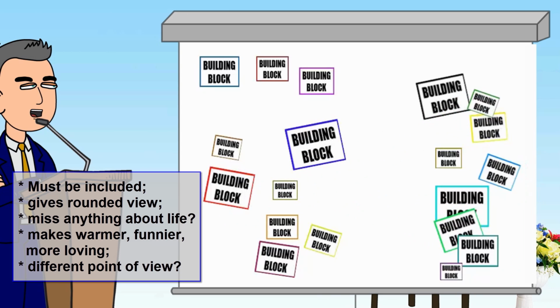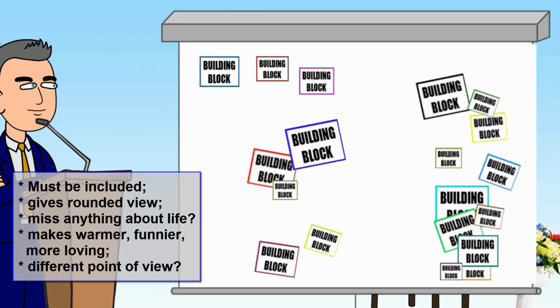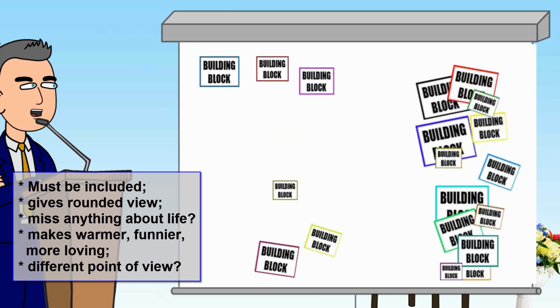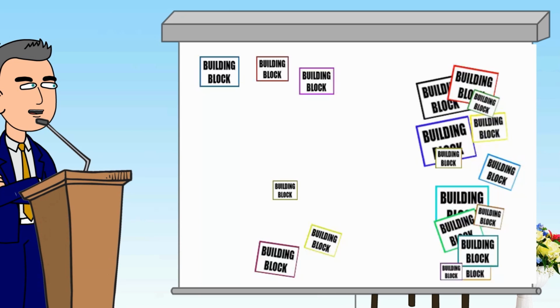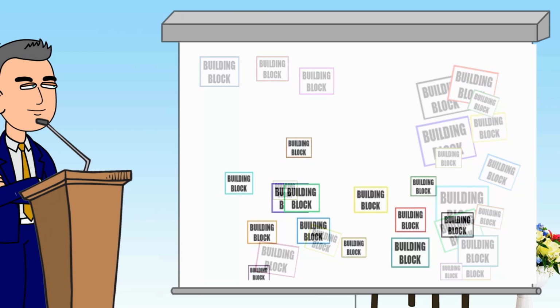Next, we ask, did we miss anything about the person's life, such as their career? If we did, include that. Then we ask, what will make the eulogy warmer, funnier, more loving? Include these. Finally, ask, am I missing a different point of view? Again, for balance, add that. The eulogy should make everyone feel included. Any faults can be mentioned indirectly or just hinted at if it is appropriate.